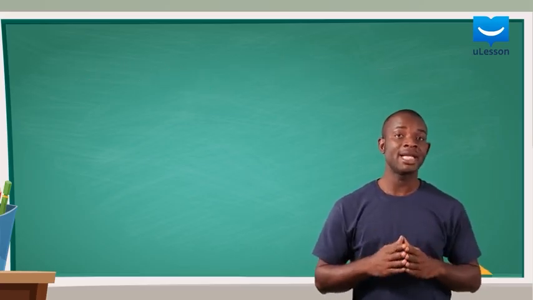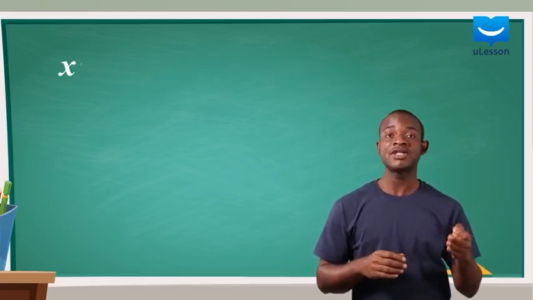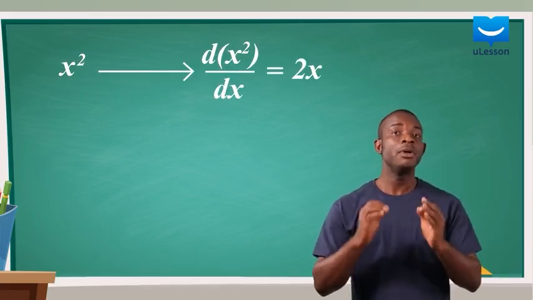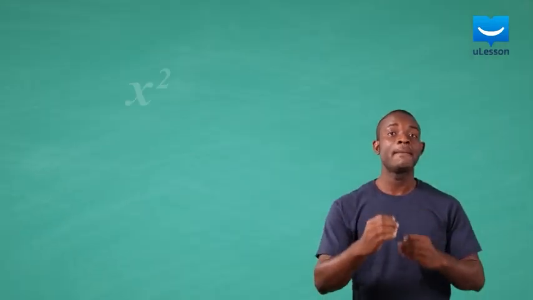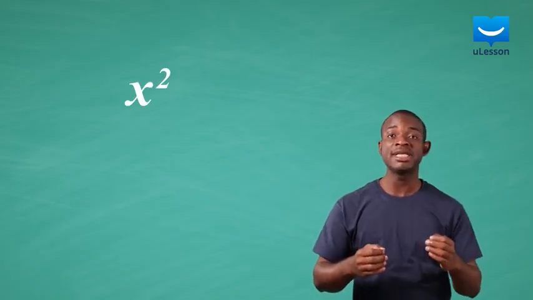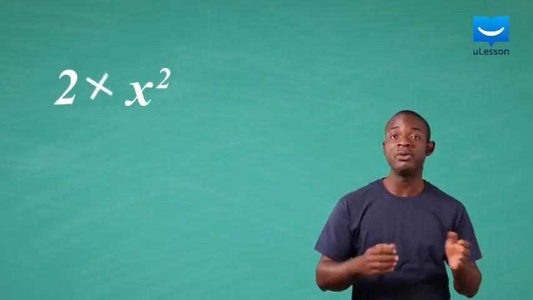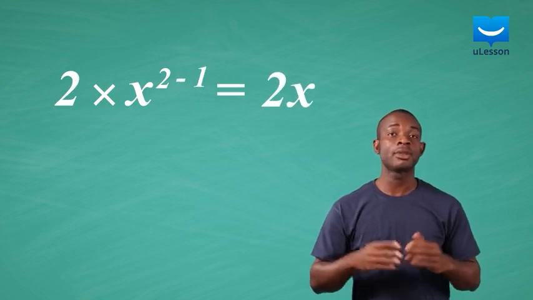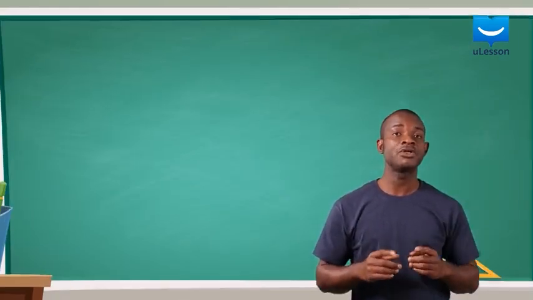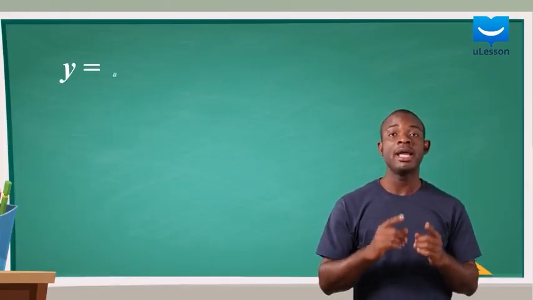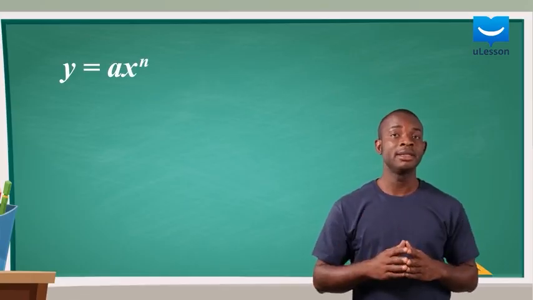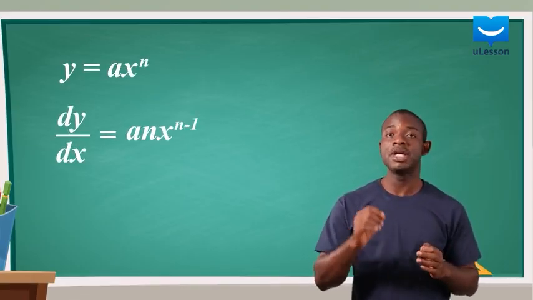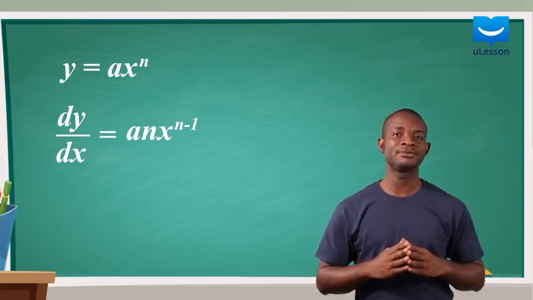We have already learned that the derivative of x squared is 2x. Generally, polynomials are differentiated by multiplying the coefficient by the power of the variable and then reducing the power by 1. Therefore, for any function y which equals ax raised to power n, dy/dx will be equal to anx raised to power n minus 1.